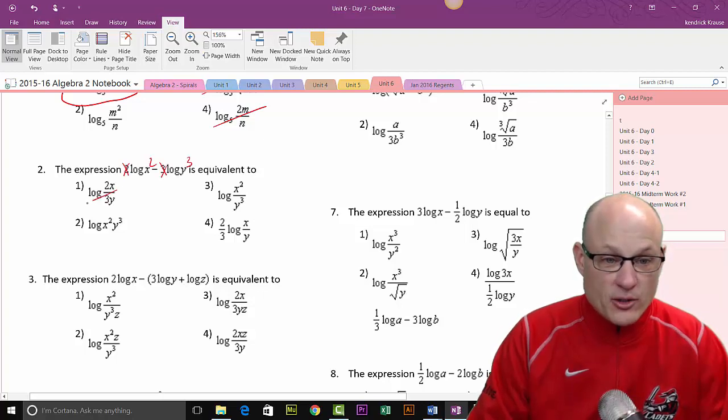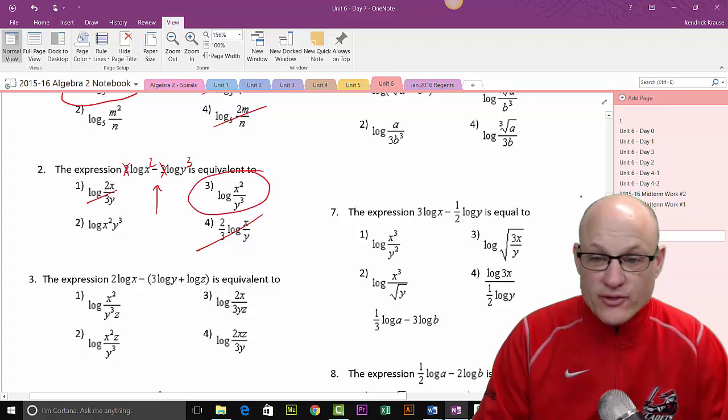First thing you do is return the exponent. How many of them all have an x squared? Nope. Nope. How many of them have a y cubed? Just those two. And subtraction condenses to division.